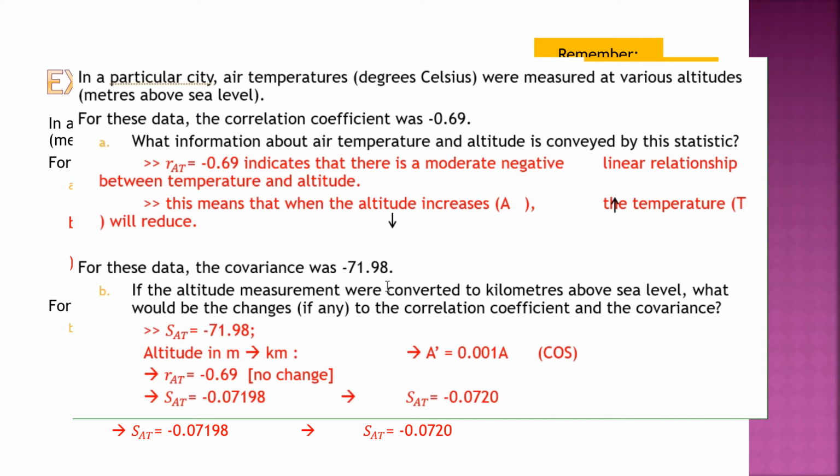For this data, the covariance was calculated as this if the altitude were converted to kilometers. So as for S, whatever change you make will change S. For R, no change. But for S, if you convert meter to kilometer, you have to divide by 1,000, right? So you divide your S by 1,000 as well. I think that shouldn't be a problem. R, no change, okay?